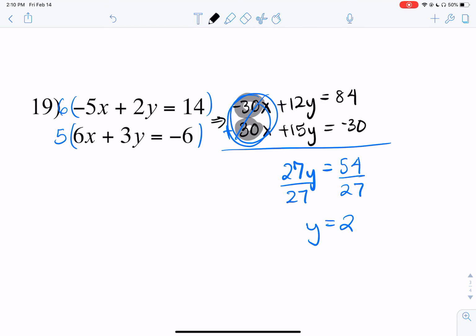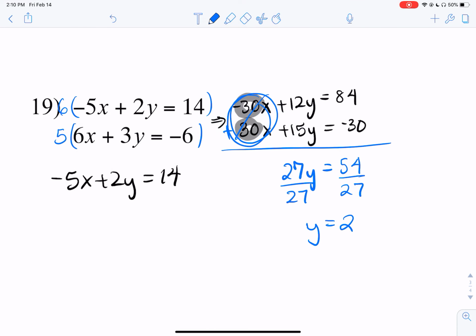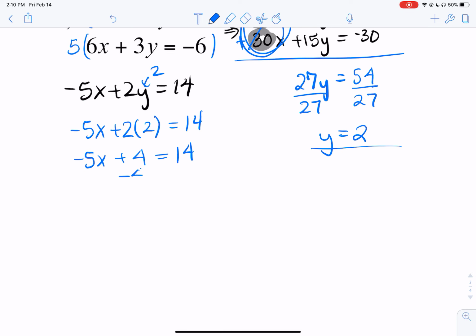So using the top equation, negative 5x plus 2y is equal to 14. Let me make sure I don't make the same mistake as the previous one. I'm going to replace the y value with 2. So negative 5x plus 2 times 2 is equal to 14. Multiplying 2 and 2, we get a positive 4. And inverse operation, we would have to subtract 4. And we get that the 4 has become 0. Then we bring that down, and we get that negative 5x is going to equal 10.